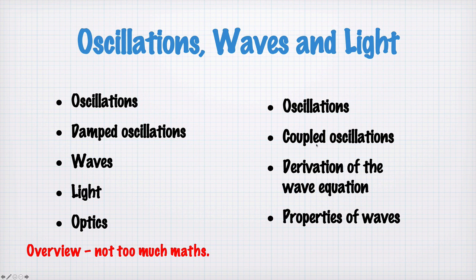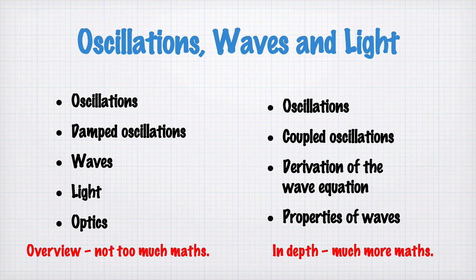And from coupled oscillations, if we have many oscillators all coupled together, we can derive a wave equation and look at properties of waves from the point of view of the wave equation. So as you might have guessed, this second part of this section will be in more depth with much more maths.